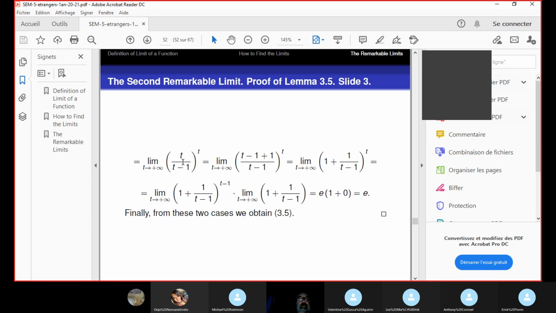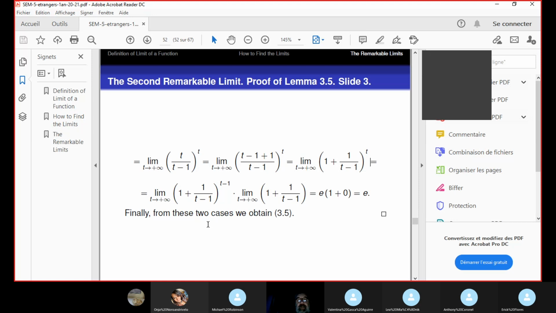So we have a limit of t over t minus 1 to the power t as t goes to plus infinity. So in fact, we rearrange our numerator. We rewrite our numerator as a sum, t minus 1 plus 1, divided by t minus 1. In this case, you see, I have something in the brackets like 1 plus 1 over t minus 1, to the power t.